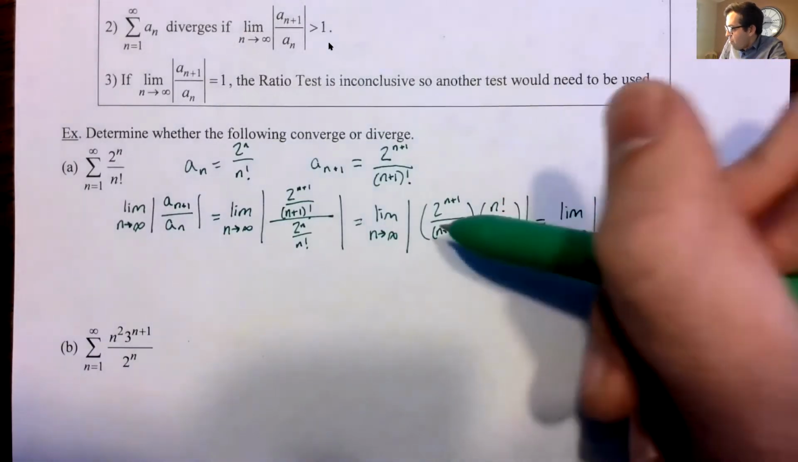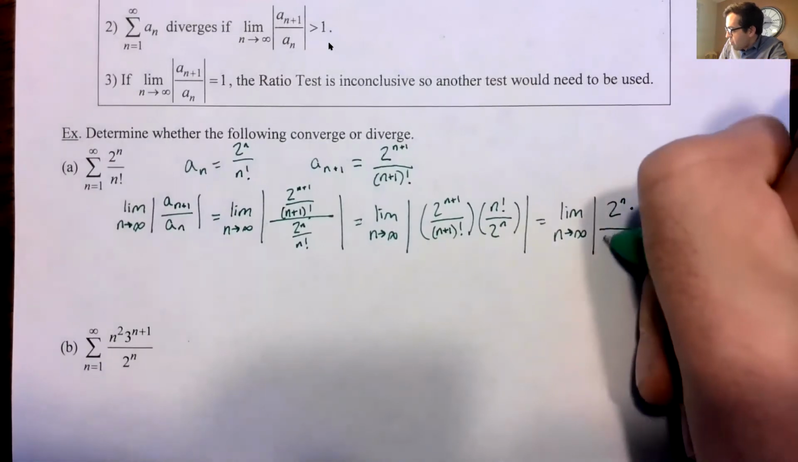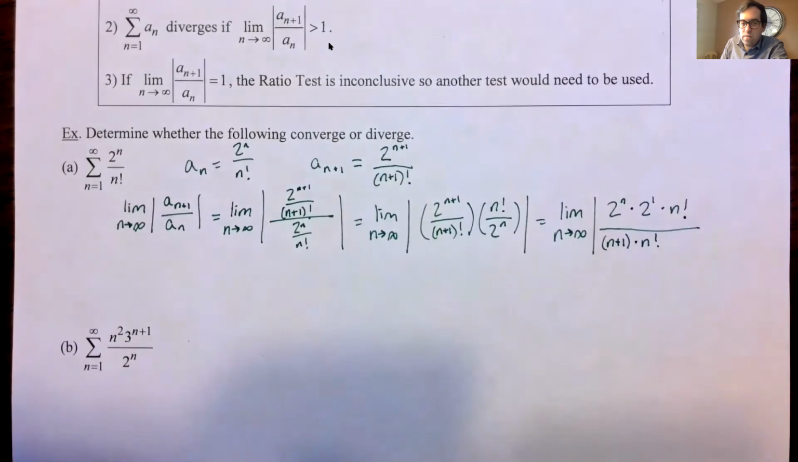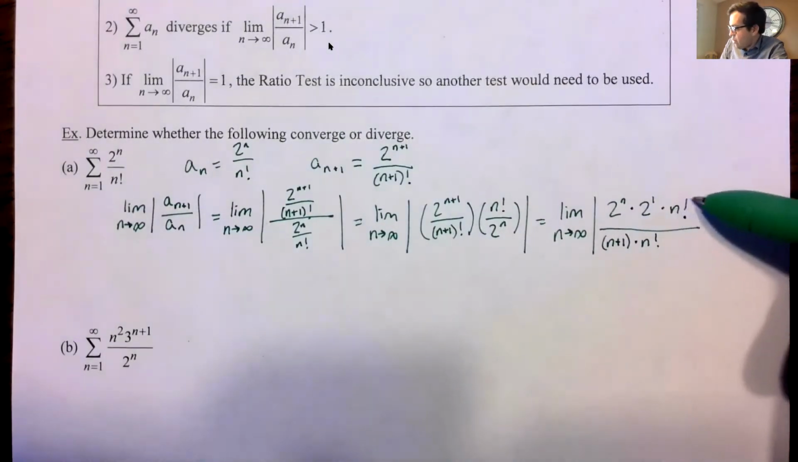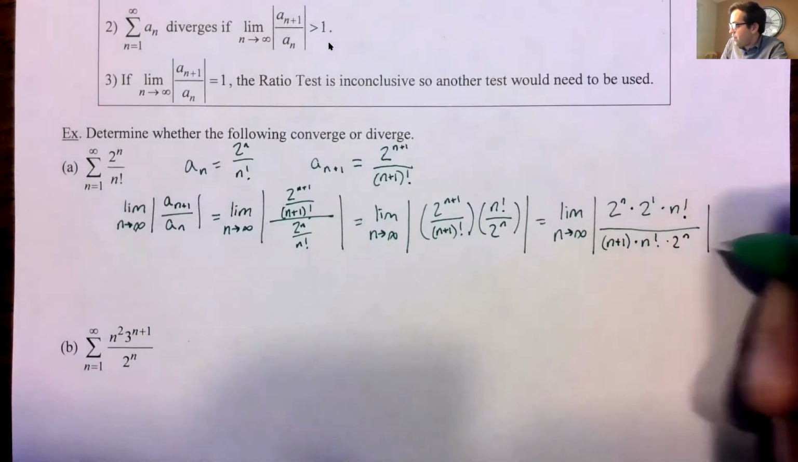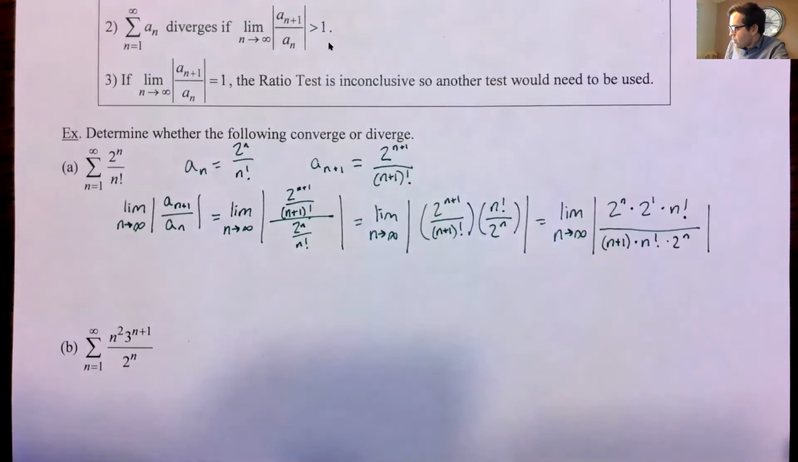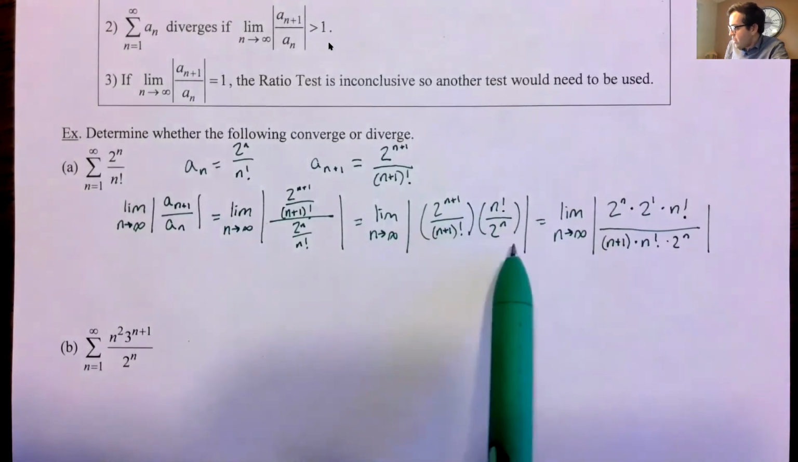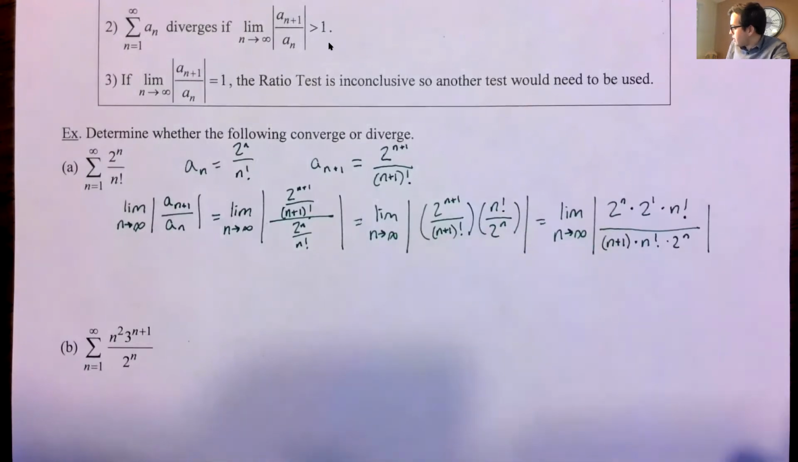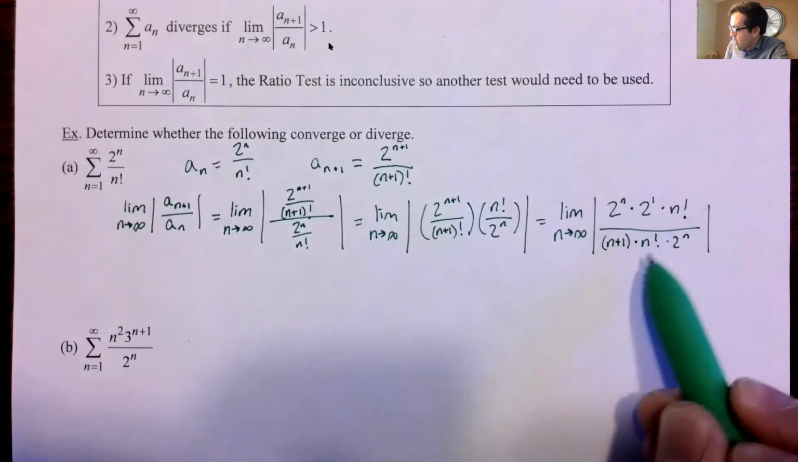I also know that n plus 1 factorial is going to be the same thing as n plus 1 times n factorial. And that is going to be helpful because then we have an n factorial in the numerator. Okay. So all I did was combine the numerators, combine the denominators because we multiplied, and I pulled out things that would be helpful to cancel out. So now let's start to cancel. So the 2 to the n's cancel and the n factorials cancel.